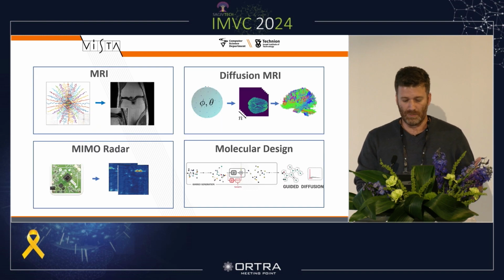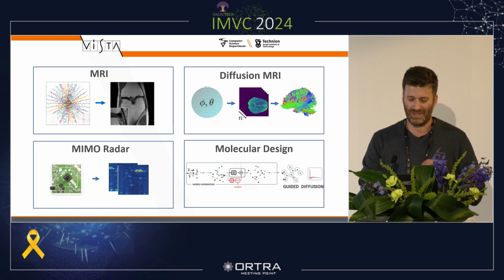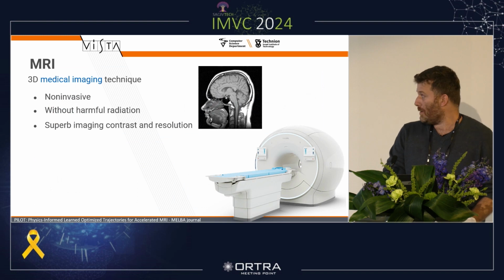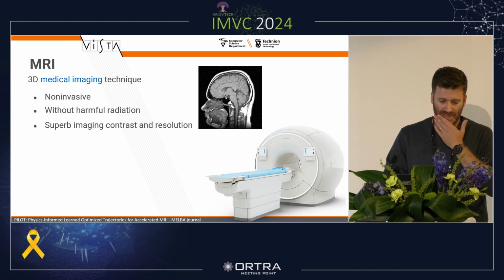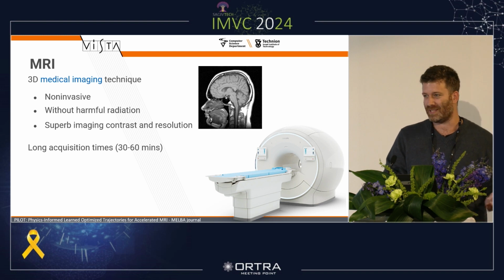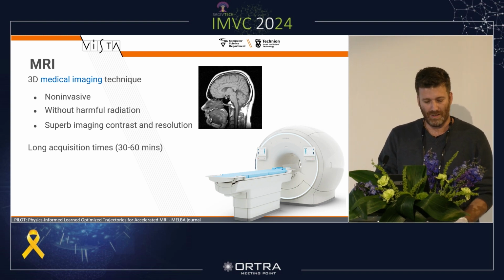I will show you some examples, mainly in MRI, but also in MIMO radar imaging, and even in molecular design, like I promised. So in MRI, we all know it's a great machine. It can do many things, but unfortunately, it's slow. You need to lie for a long time inside the machine. It's uncomfortable. It's costly. It's very inefficient.